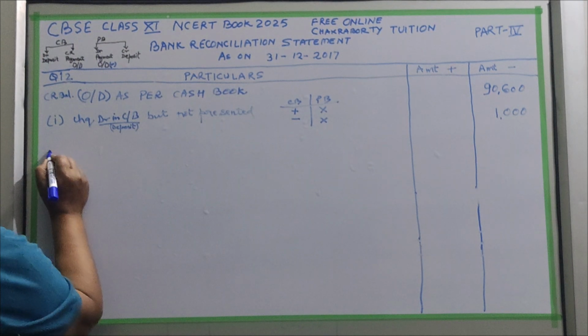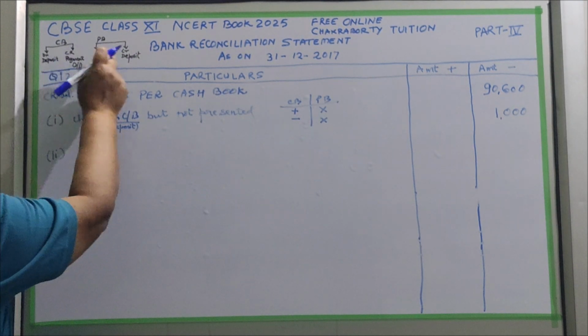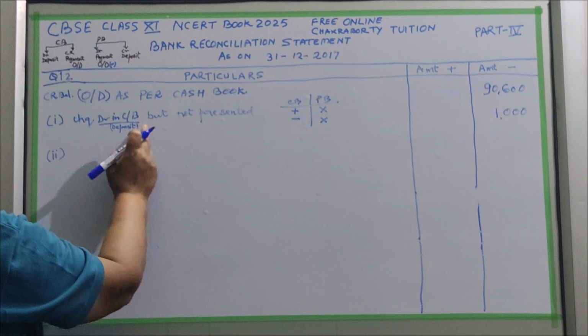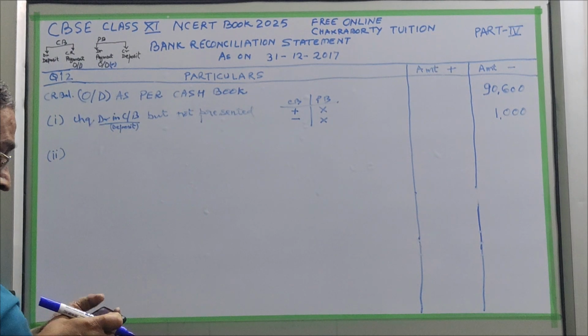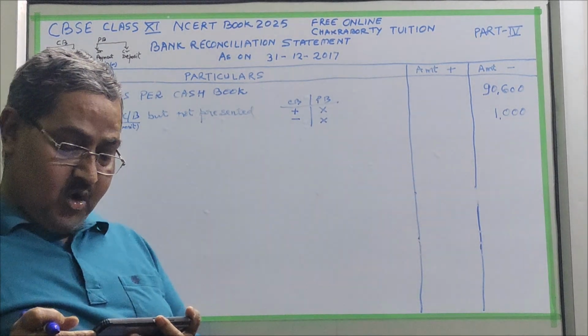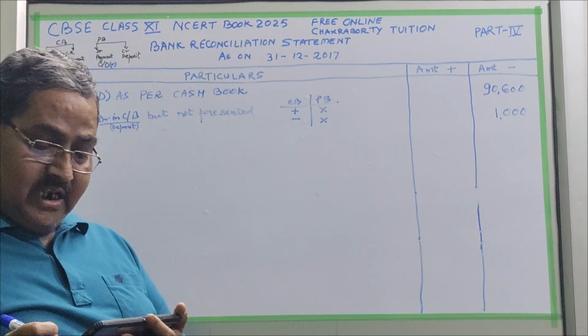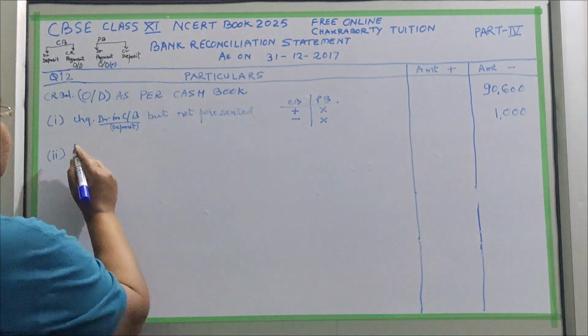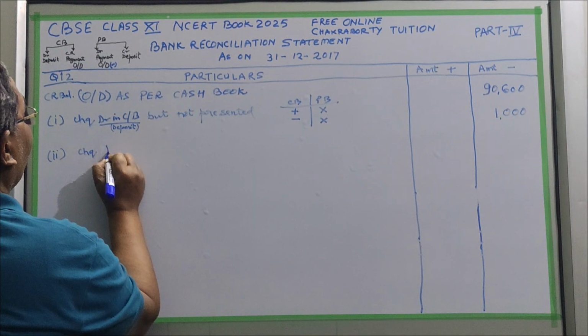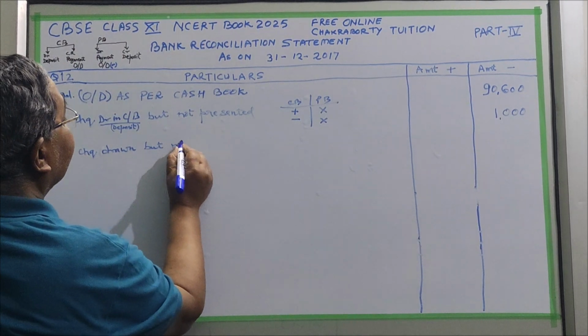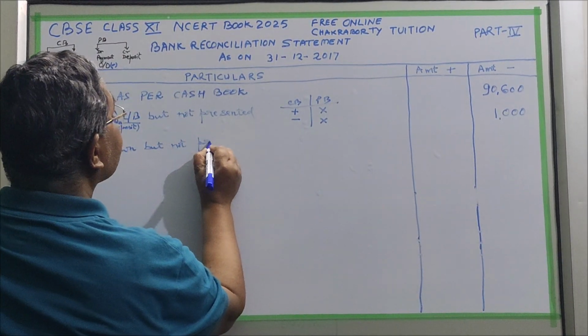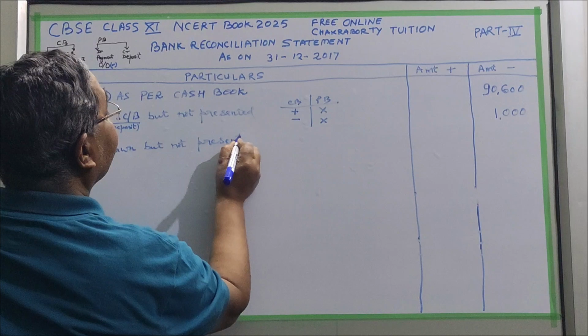Then again, second point. Here you have to have this clear idea. Check issued, but in the debit column of the cash book they have written. A check has been debited in the bank column of the cash book. Also a check for 8,000 drawn in favor of Mohan has not yet been presented for payment. Check drawn, but not presented. It is a simple entry.